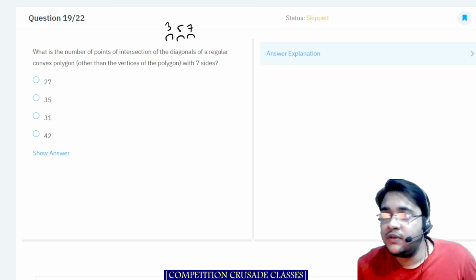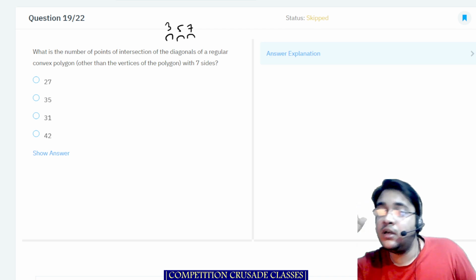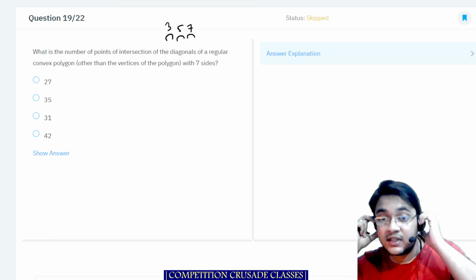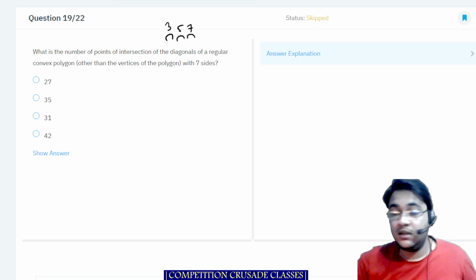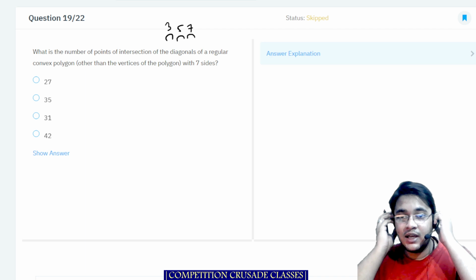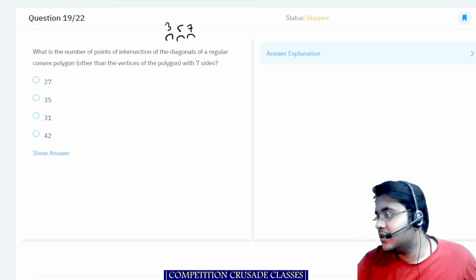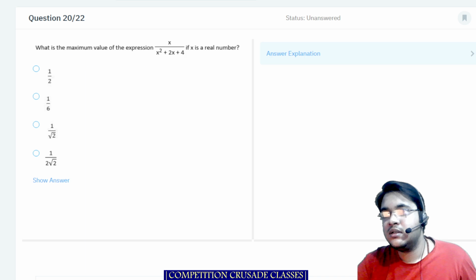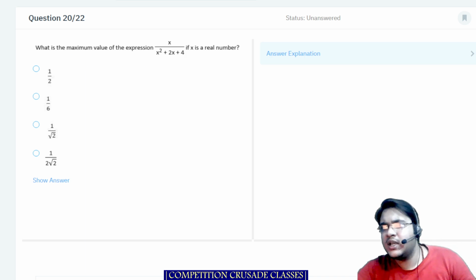What is the number of points of intersection of the diagonals of a regular convex polygon other than the vertices of the polygon with 7 sides? Okay, this is a frustrating question of PNC. I'm not picking this one in this session. I will have to actually count a lot, so I will not pick this one. What is the maximum? Okay, let's do this one.